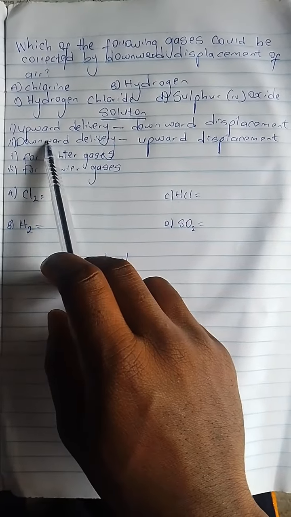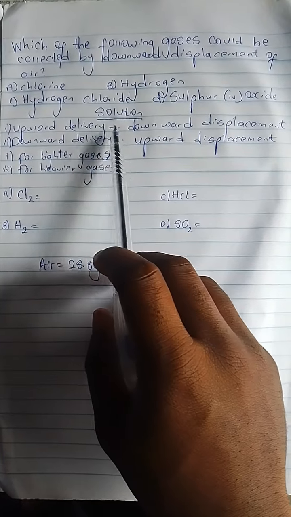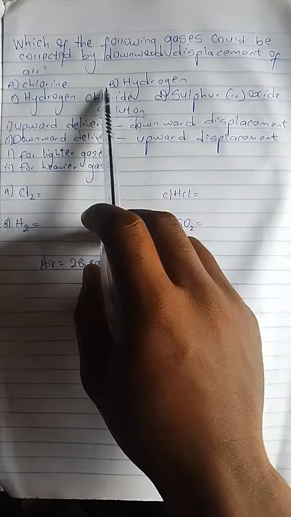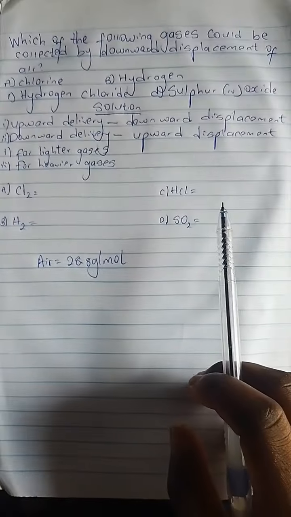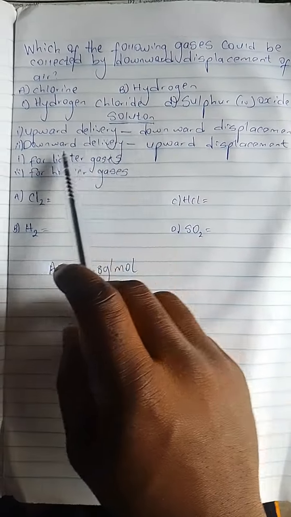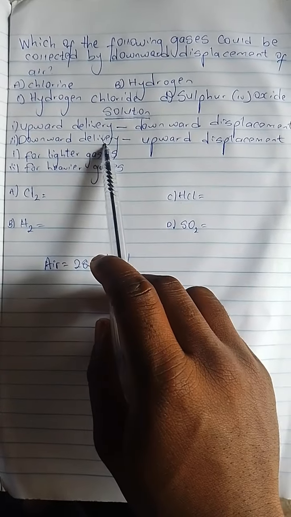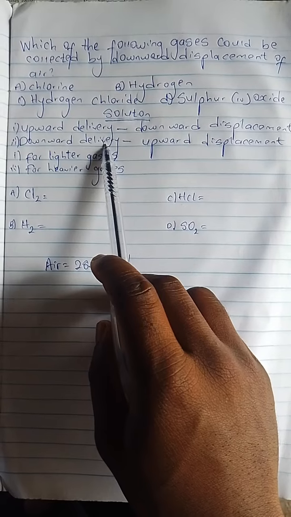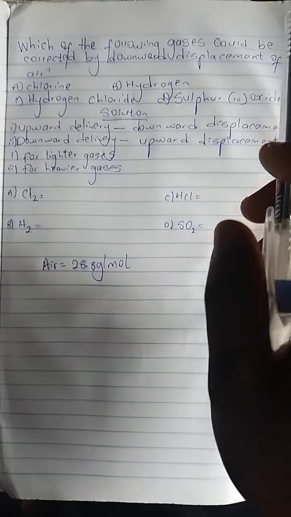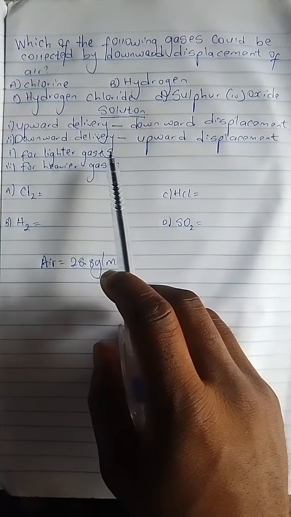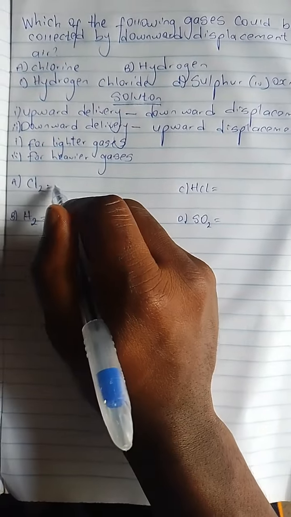But before that, I want to explain these terms, upward delivery and downward delivery. When we say upward delivery, it means the gas is collected upward, while the air is displaced downward. This method is used for lighter gases. While in downward delivery, the gas is delivered downwards, while the air is displaced upwards, and it's for heavier gases, gases that are denser than air. Now let's quickly go straight to solving this question.